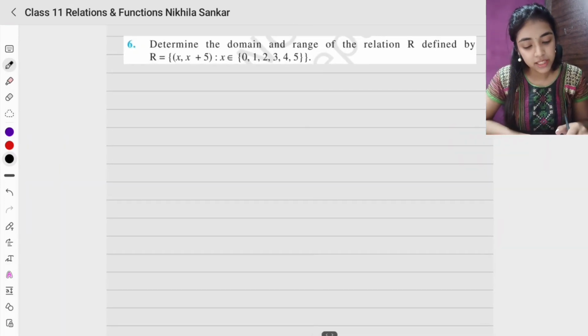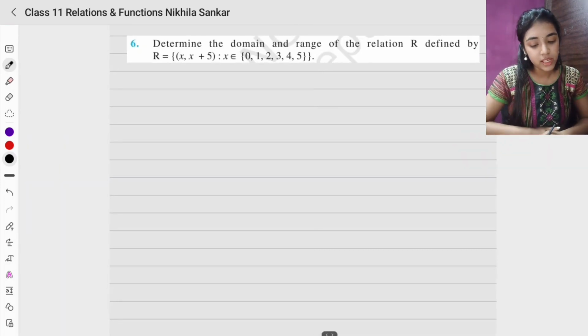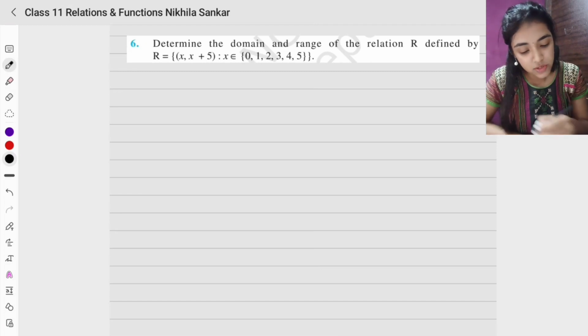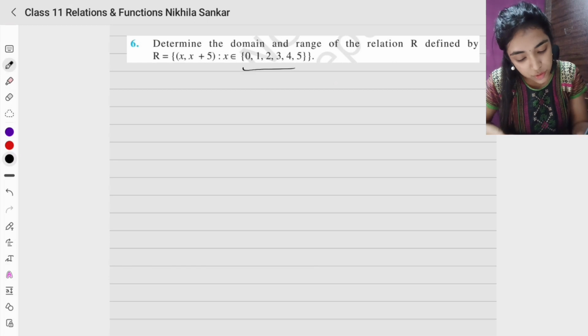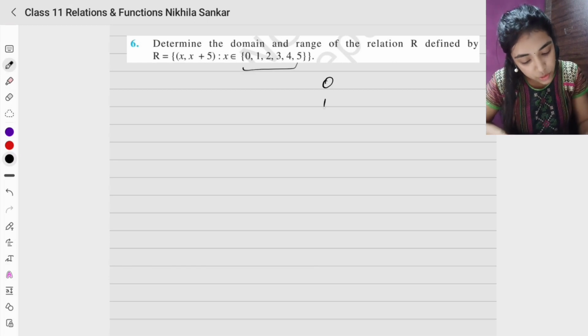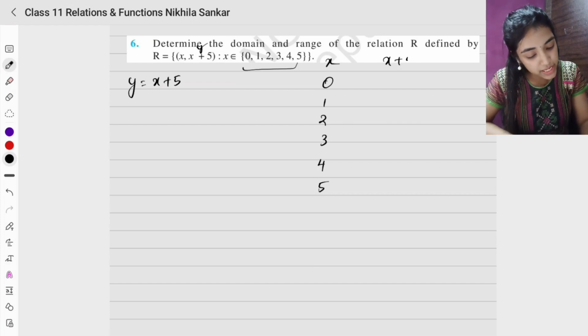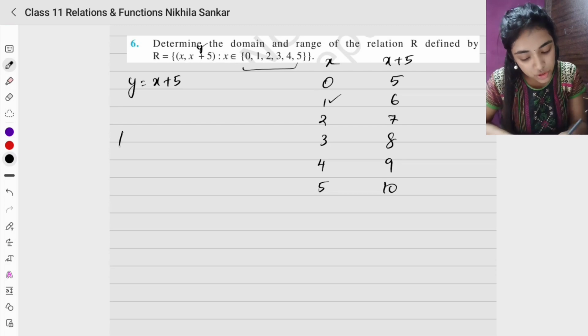Question number 6. Determine the domain and range of the relation defined by {(x, x + 5)} where x is 0, 1, 2, 3, 4, 5. Okay. So in the relation, I have the x values to be all these. So I'm going to have 0, 1, 2, 3, 4 and 5. These are going to be my x values. The y coordinate is going to be x plus 5. So what is my x plus 5? When x is 0, this value is going to be 5. And for 1, I'll have 6. Then 2 plus 5 is 7. 3 plus 5 is 8. 4 plus 5 is 9. 5 plus 5 is 10.